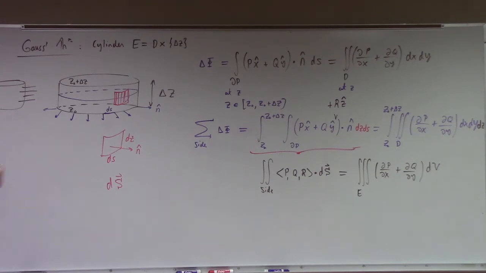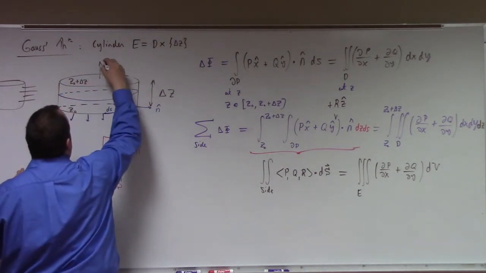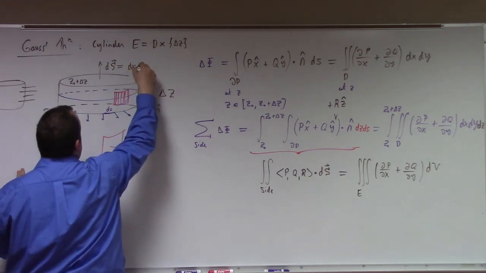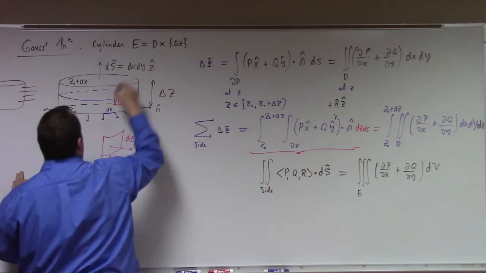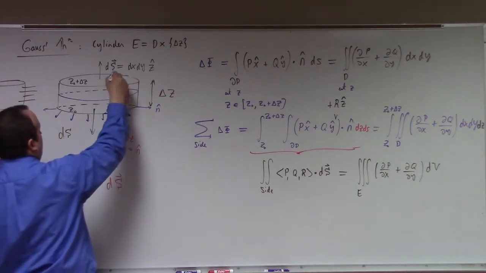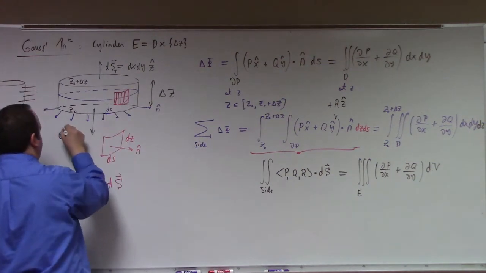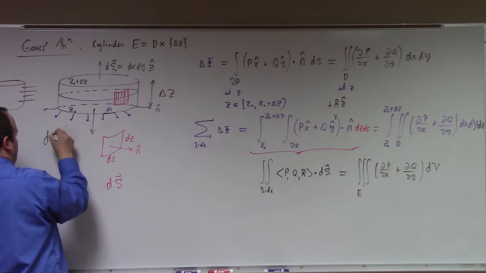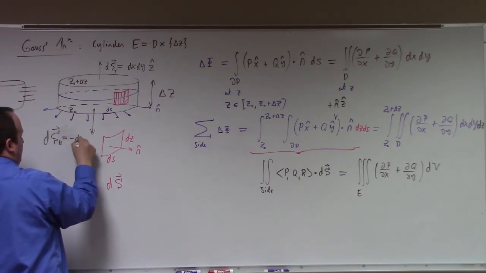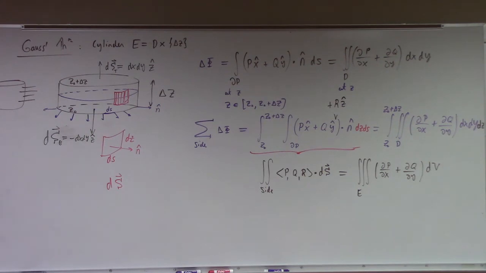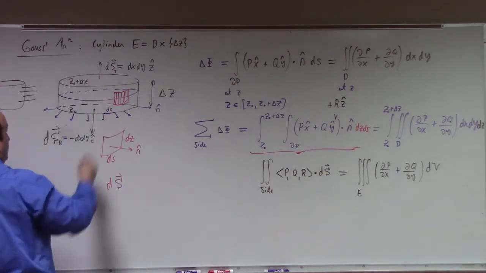So, you know, you got up here, dS is dx dy z hat. And down here, we call this dS top, dS bottom, the base, minus dx dy z hat. Right? So we should also add those in, right?